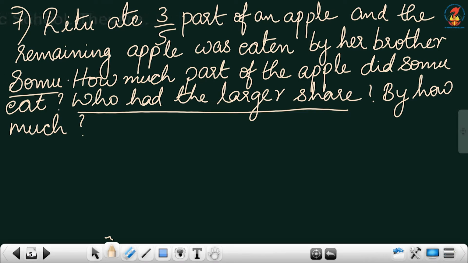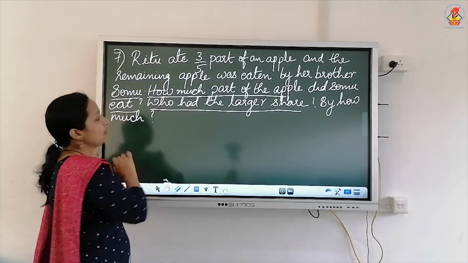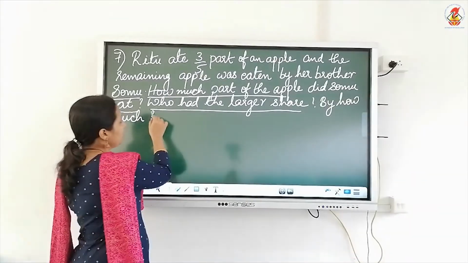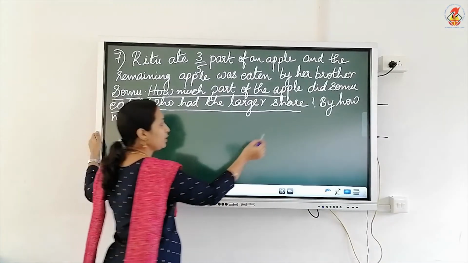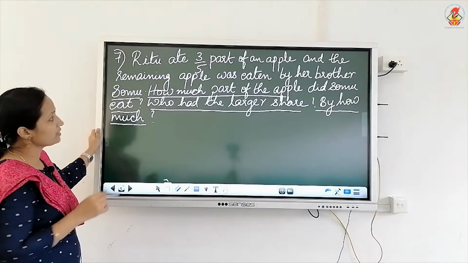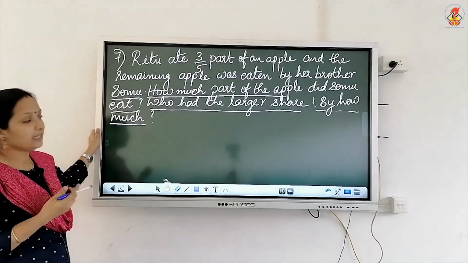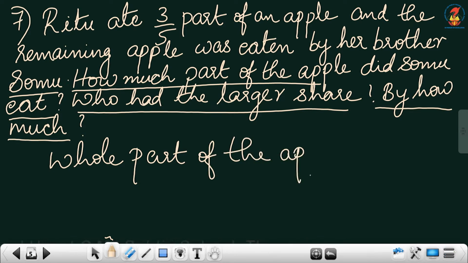First we have to find how much part did Somu eat. Okay, then what is the second part? Who had the larger share? That is the second part. And what is the third part of the question? By how much? So first you write down what is given in the question. They are telling about one apple, so we will take the whole part of the apple as 1. Whole part means the full apple.